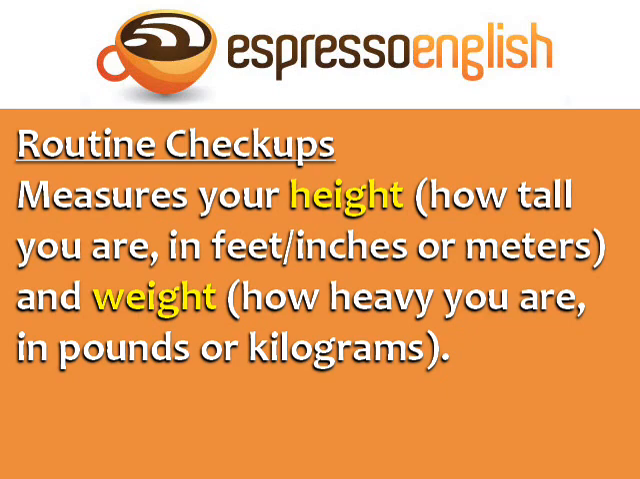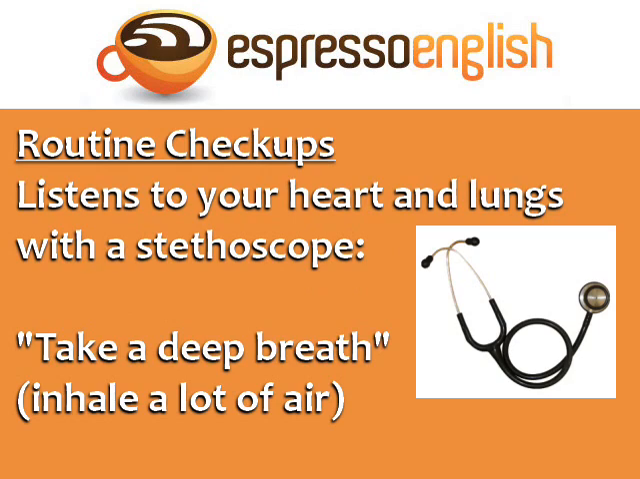At the checkup, the doctor usually measures your height, how tall you are in feet and inches or meters, and weight, how heavy you are in pounds or kilograms. He also listens to your heart and lungs with a piece of equipment called a stethoscope. He will probably put the stethoscope on your chest and tell you to take a deep breath. That means inhale a lot of air.